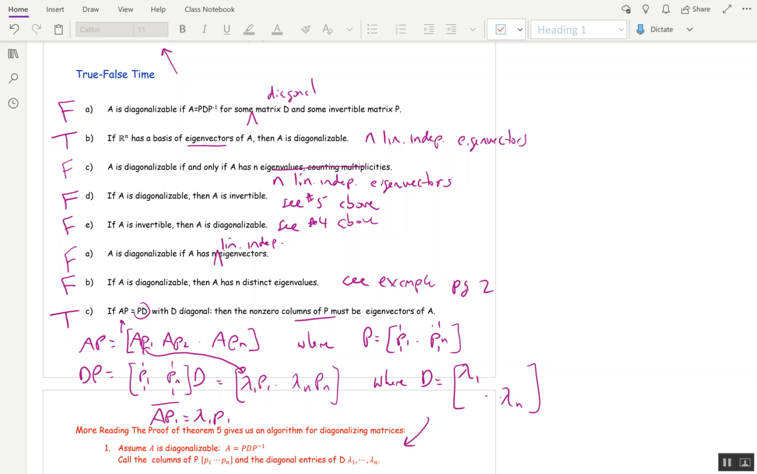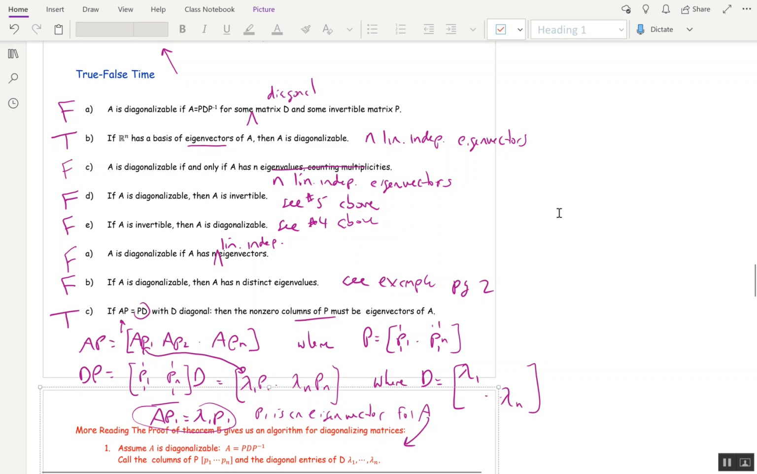Okay, so in order for you to be an eigenvector, you have to be a non-zero vector. So if your P1 is non-zero, then this equation here would say that P1 is an eigenvector for A, corresponding to eigenvalue lambda 1. So again, that one's not exactly obvious, but it is in your true false in your homework, so I did want to talk about it.